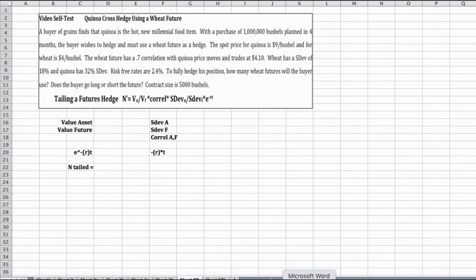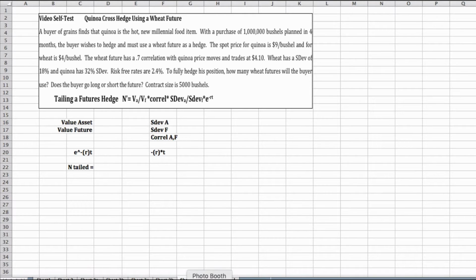And so we're just going to have to use our hedging formula and adjust for correlation or the beta of the asset. So that involves value of the asset divided by value of the future, the asset beta, which is correlation times the ratio of the standard deviations, asset over future, and tailed or present value. In this case, this position is a 4-month hedge, and so that's about a third of a year.